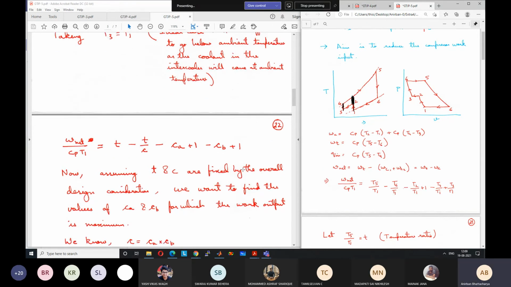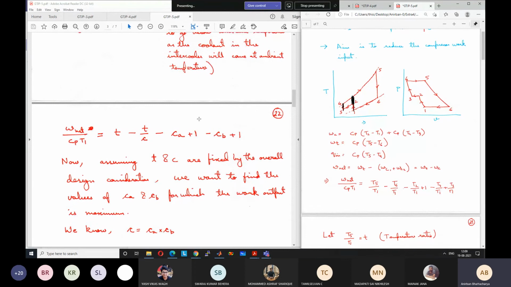And plus 1. Okay, so this is the expression for the non-dimensional net specific work output for an intercooled cycle. Similar to the reheat cycle, we can now assume that the overall parameters, temperature ratio T and overall pressure ratio R, are fixed by the overall design consideration. If R is fixed, C, which is equal to R to the power gamma minus 1 by gamma, is also fixed. So our input parameters are temperature ratio T and pressure ratio R.